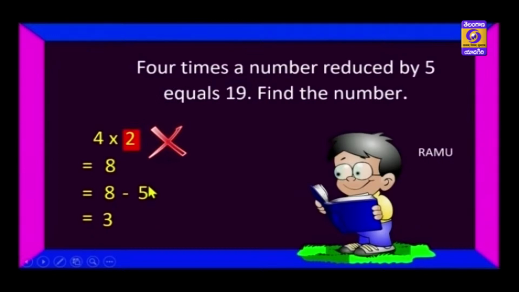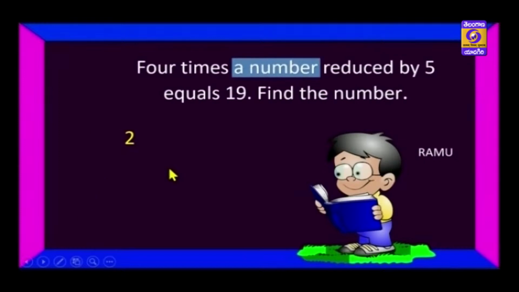Like this Ramu kept on guessing the numbers. He changed the number to the next number, he took 3, 4, 5, 6, like that. He went on guessing the numbers. For each number he applied all the instructions, but he was getting the wrong answer. But at 6 he applied the instructions again.